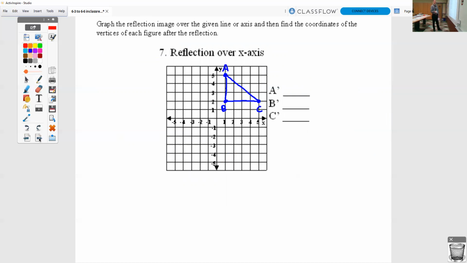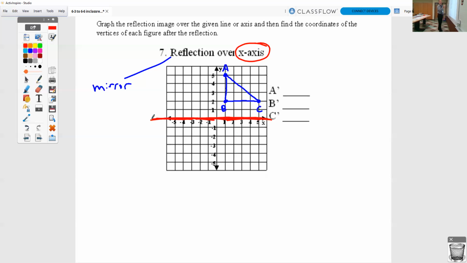Moving on to reflections. Remember that a reflection is a mirror opposite image. You want to count how many places to that line and then count the same number of places away from the line. So in this one it says we want to do a reflection over the x-axis. This is your x-axis. I would always make that line darker, whatever it is.